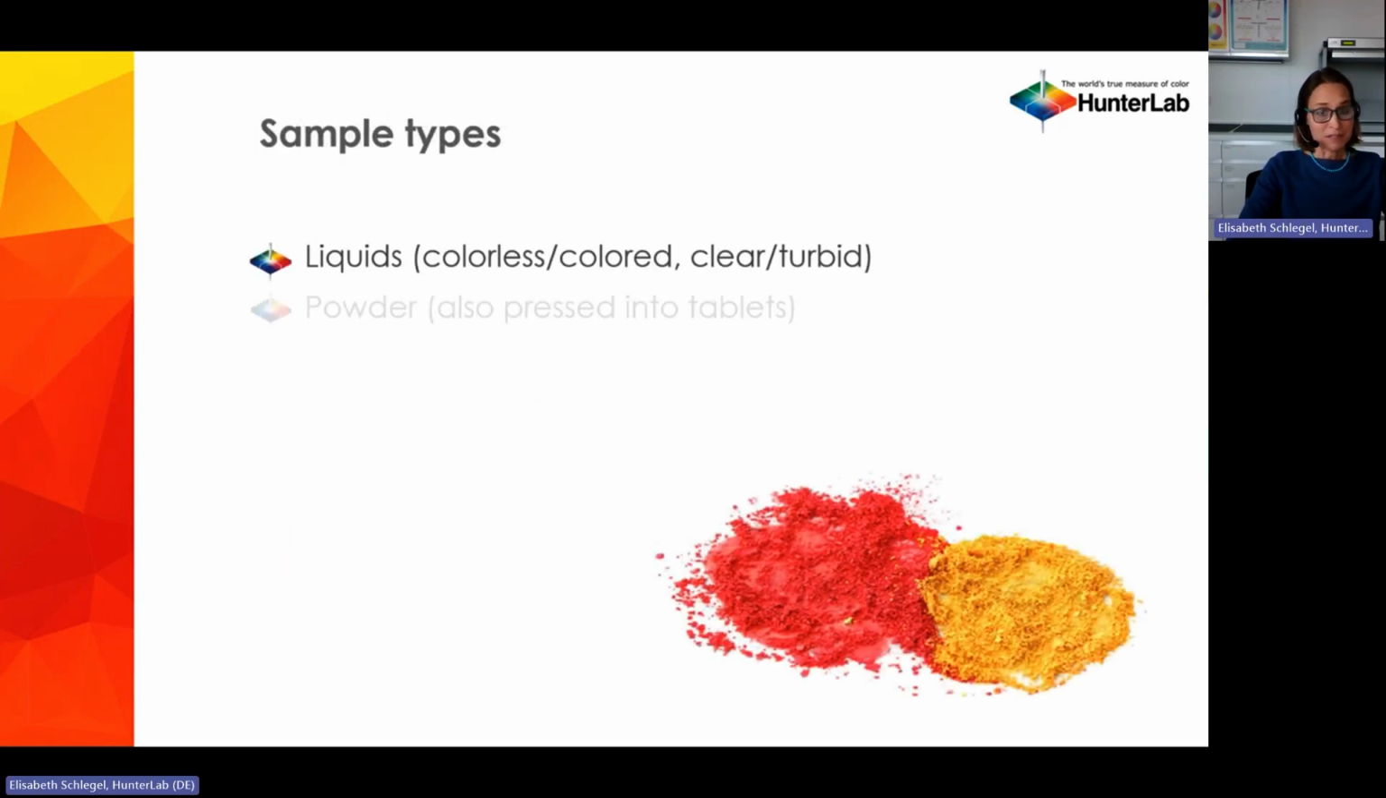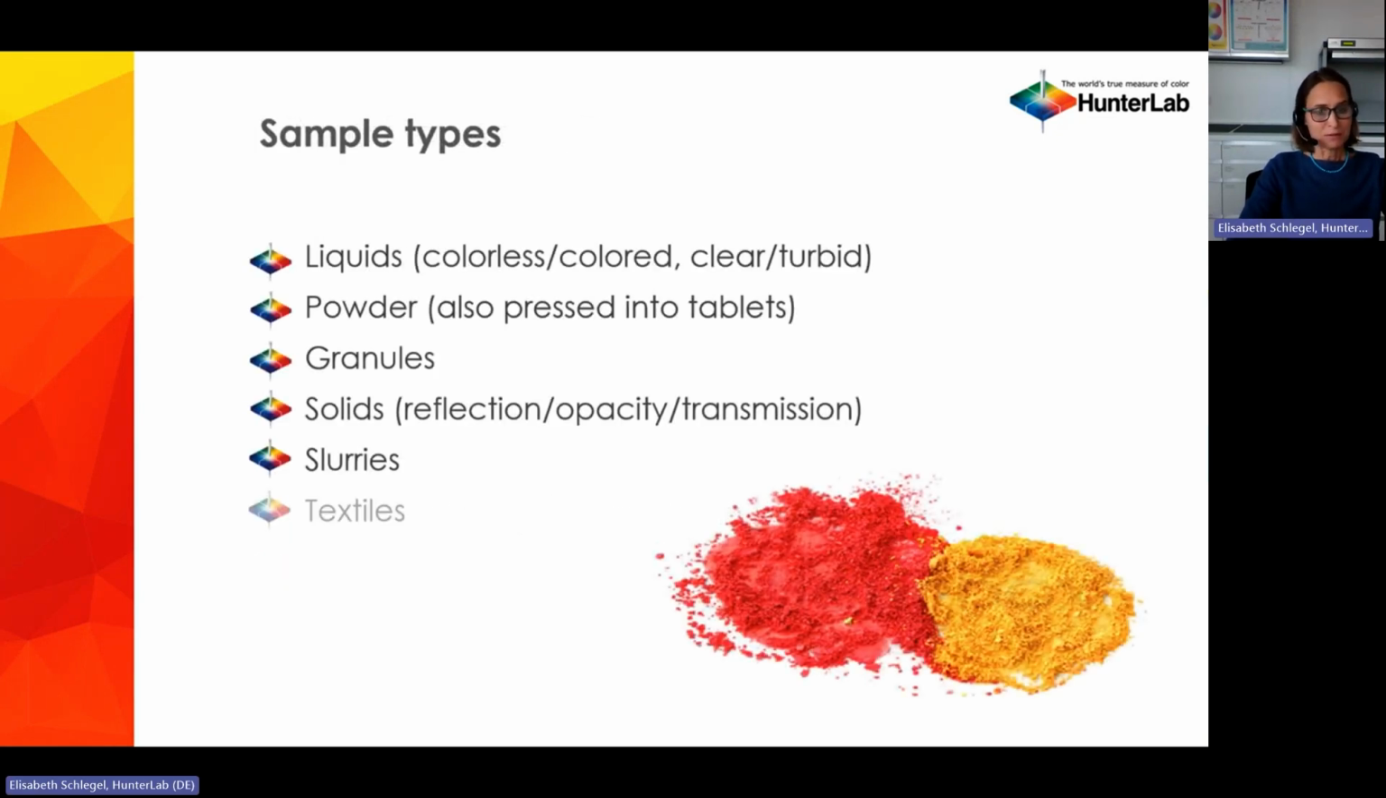There are so many sample types that can be measured. Of course, you need very different instruments for the different sample types. So with HunterLab instruments, you can measure liquids, powders, granules, solids, slurries, textiles. Actually, nearly everything can be measured if it's not too small or not too curved, because that is a problem. Okay. So now we know that color measurement would be a good thing to have.